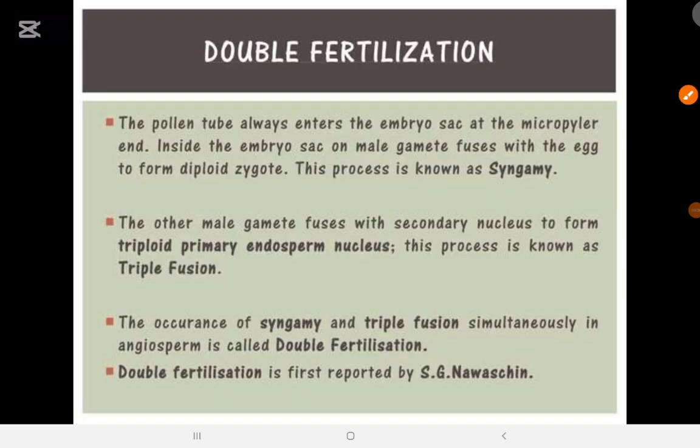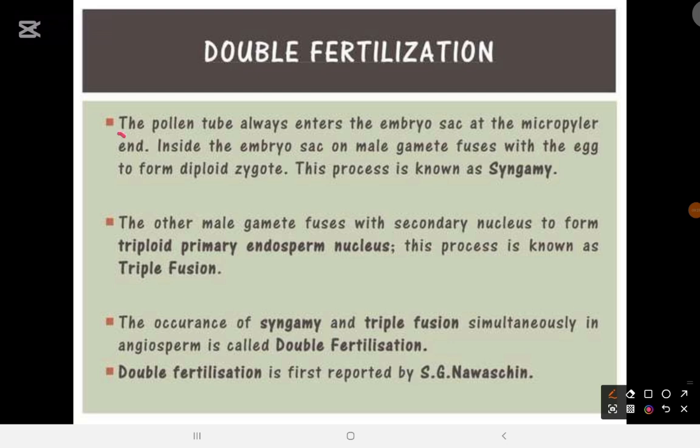Now, double fertilization is the process of fertilization in plants, in the flower, and it is called double fertilization because there are two fertilizations taking place. Number one, the fusion of the egg cell and the sperm cell to form the zygote. And number two, the fusion of the second sperm cell with the polar nuclei.